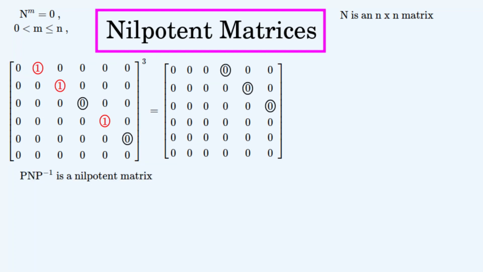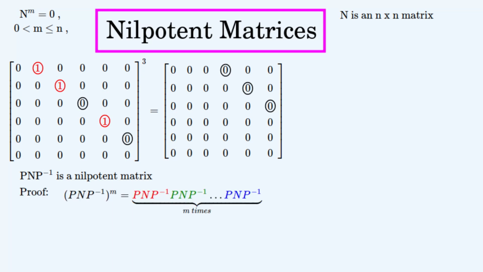If we conjugate a nilpotent matrix by a change of basis matrix, it's still a nilpotent matrix. So we'll just prove this. We'll start with this expression and expand it out. It should give us the zero matrix.